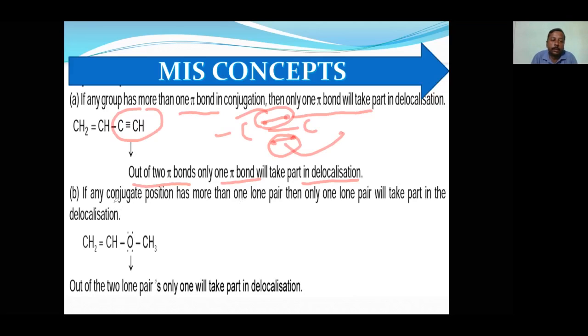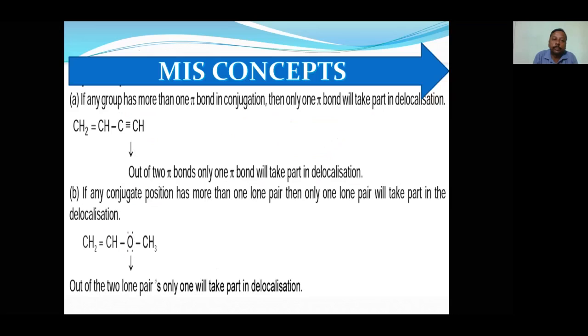Second thing, in any conjugate position, more than one lone pair. Same problem here also. Here this has two lone pairs, but out of them only one will participate in conjugation at a time. Either these two will participate or these two, but not both. So out of the two lone pairs, only one will participate in the delocalization. Okay, the second misconception is clear now.